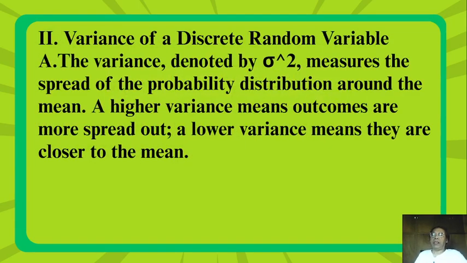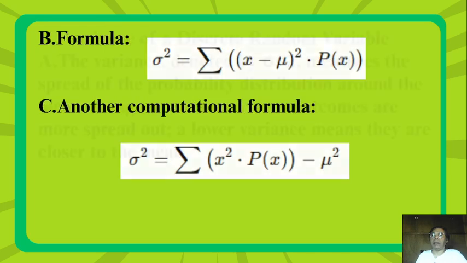Let's proceed. Variance of a discrete random variable. The variance, denoted by sigma squared, measures the spread or variability of a probability distribution around the mean. A higher variance means outcomes are more spread out. A lower variance means they are closer to the mean.